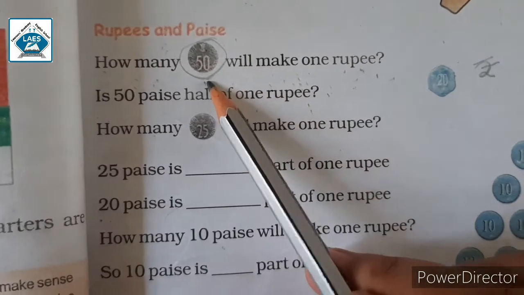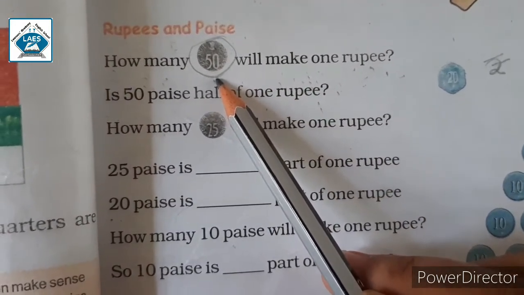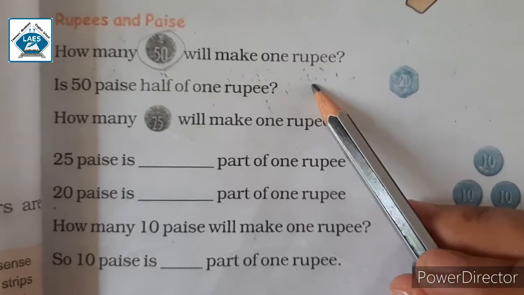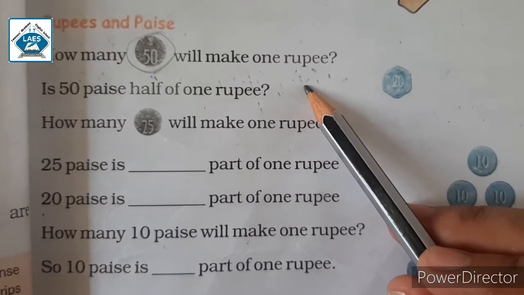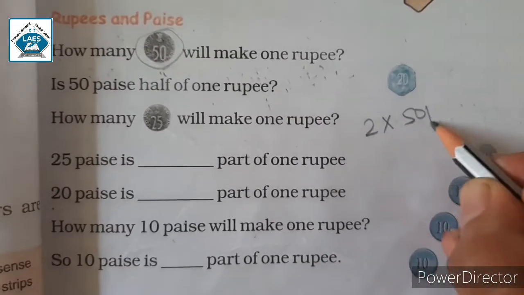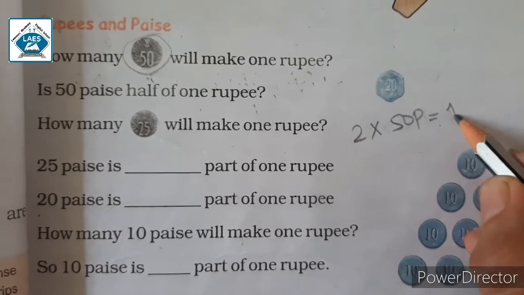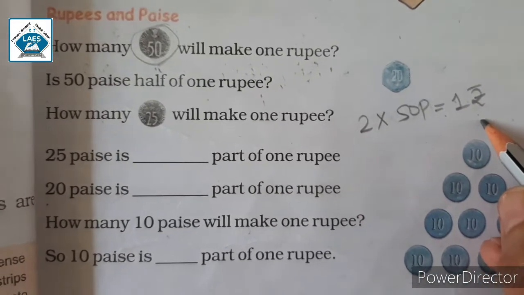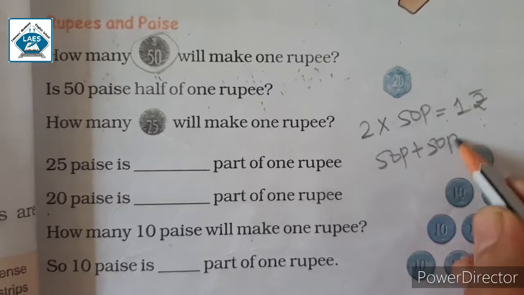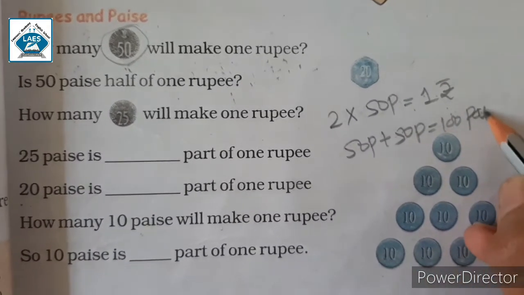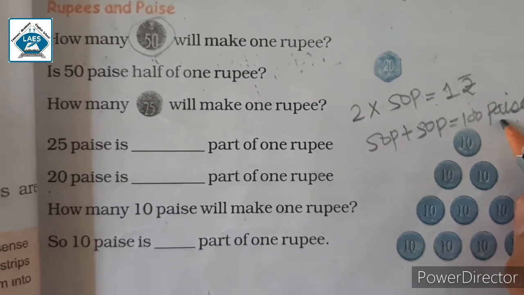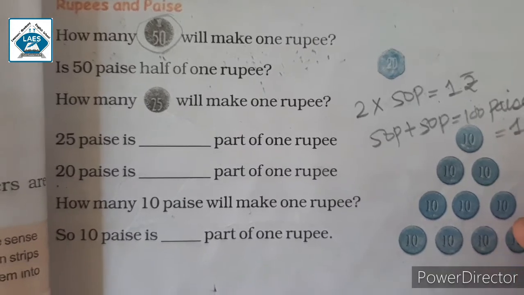This is the coin of 50 paise and it will make 1 rupee. So you can easily write that 2 coins of 50 paise make 1 rupee. Because when you add these 2, 50 paise plus 50 paise is equal to 100 paise. You will get 100 paise and 100 paise makes 1 rupee.